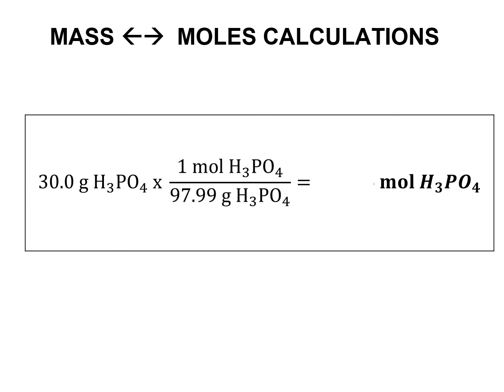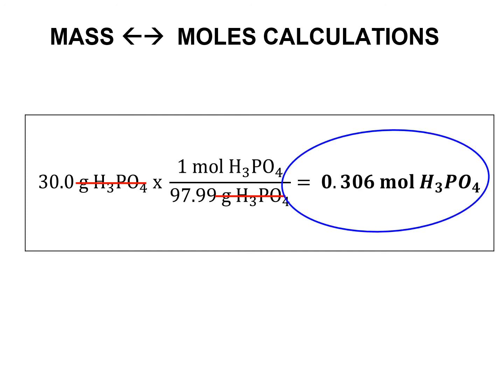I go look up the molar mass of phosphoric acid, which turns out to be close to 98 grams. It's 97.99 grams, and that equals 1 mole of phosphoric acid. I put the grams on bottom so that they will cancel out with the grams on top. I'm left with 30 times 1 mole of phosphoric acid over 97.99. If I do the math, I get 0.306, rounded off to 3 significant figures, 0.306 moles of phosphoric acid. Is that what you got? I hope so. If not, look at the screen carefully and determine where your mistake is.